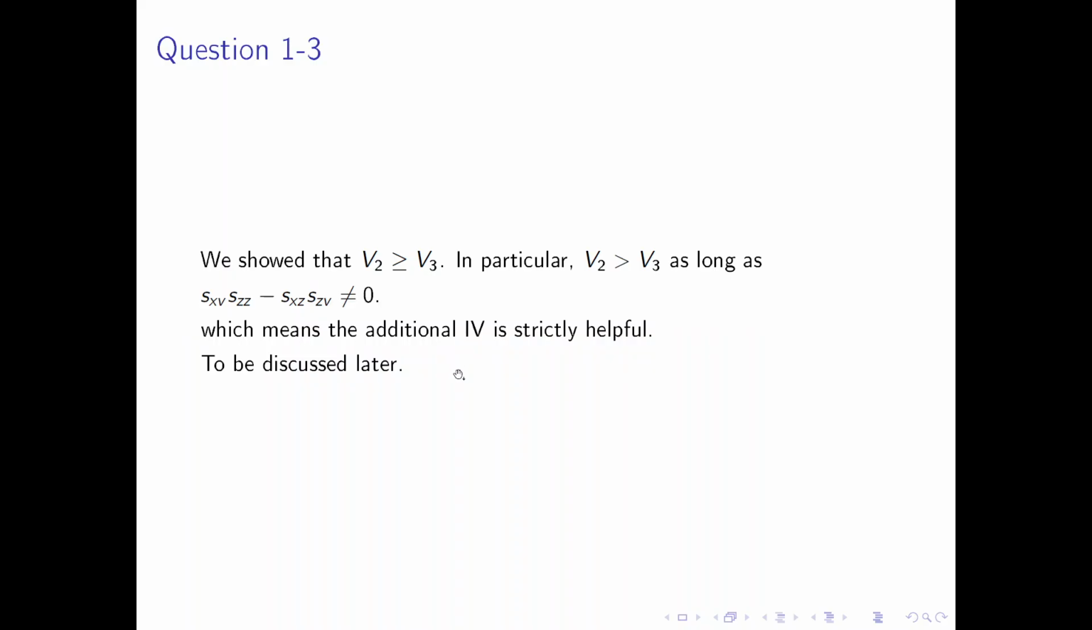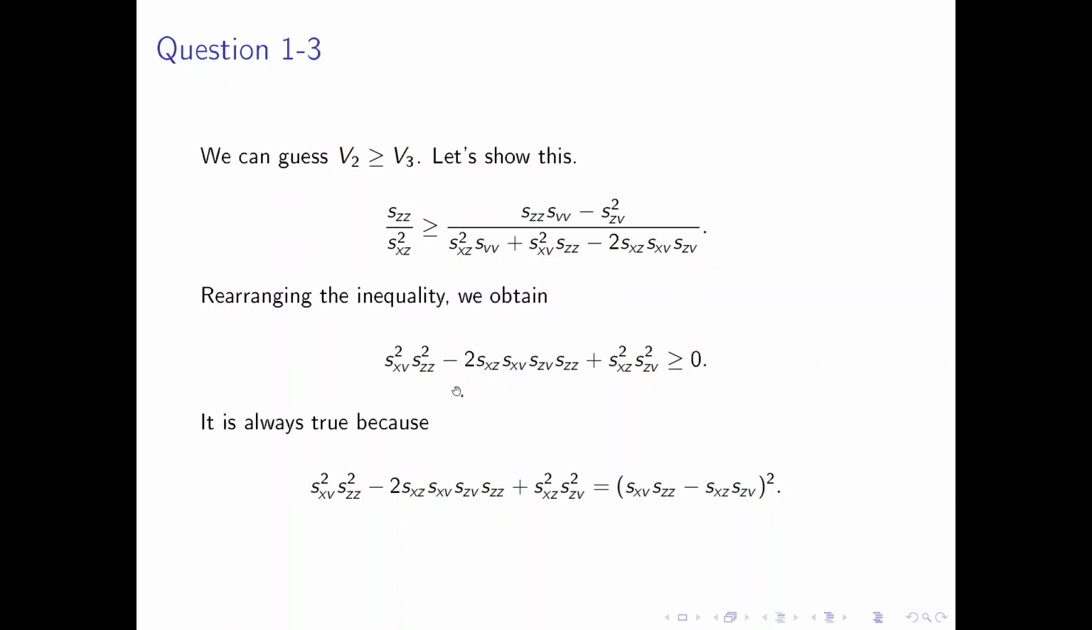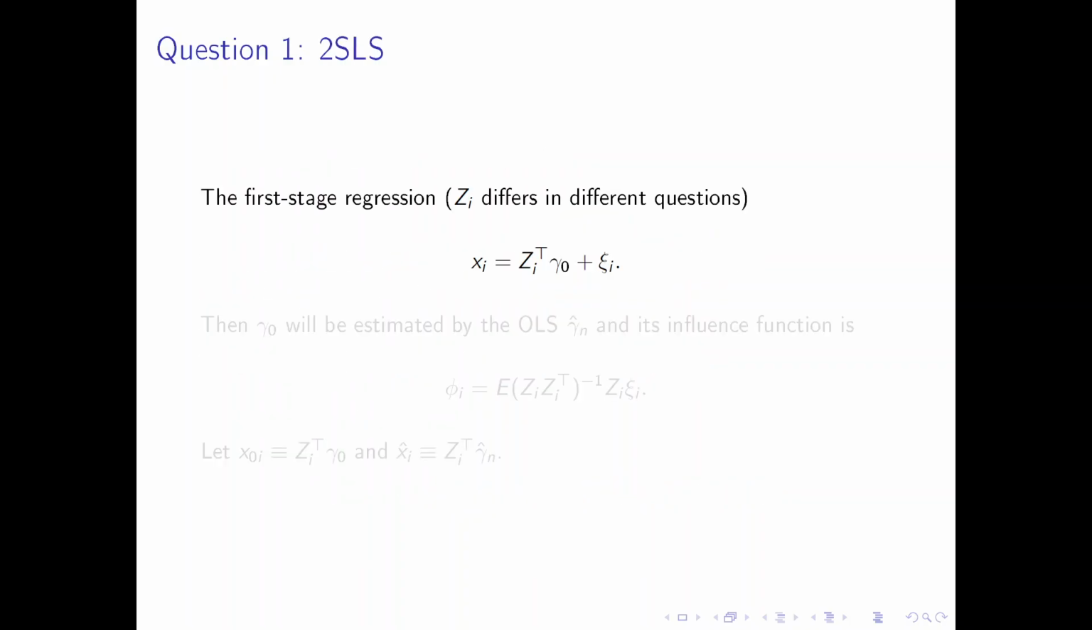So as you see, in the end, it's just a pure algebraic question, and it's simple. The algebra is not anything difficult, but if you are just careful, then you can do it. Okay, now let's do the two-stage least squares. As before, I'm going to solve the question in the general form, and then plug in the instrument at the last stage. First stage regression goes like this. So Z could be different in different situations. Gamma 0 is estimated by the OLS.